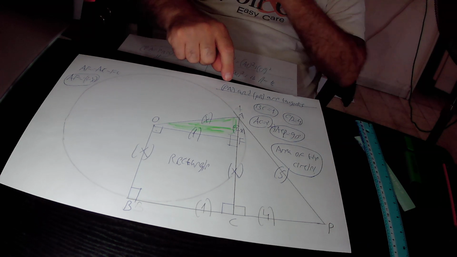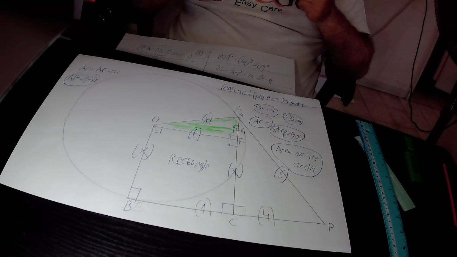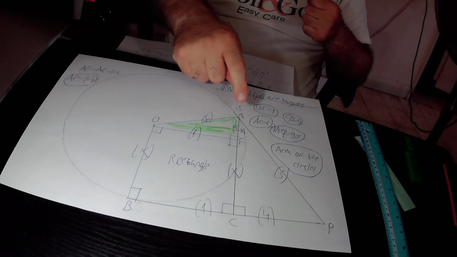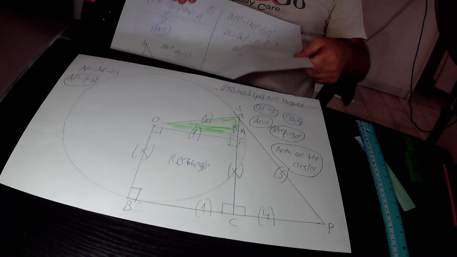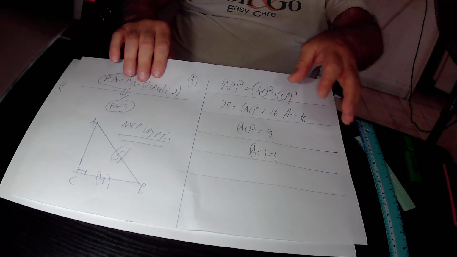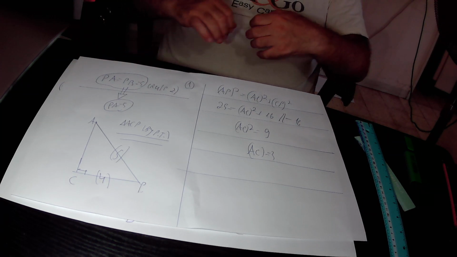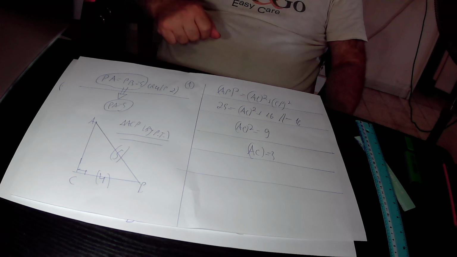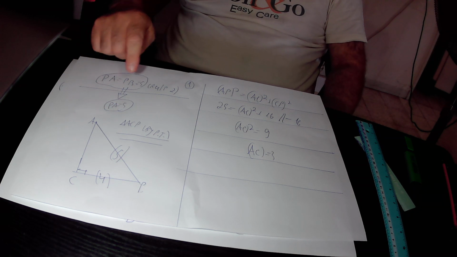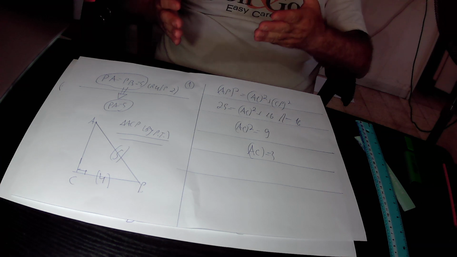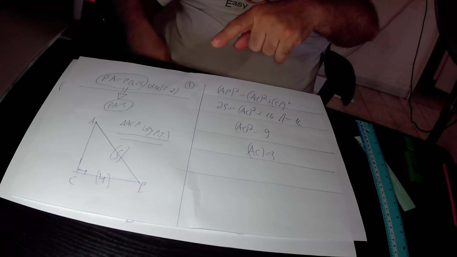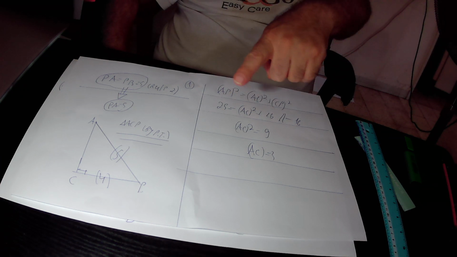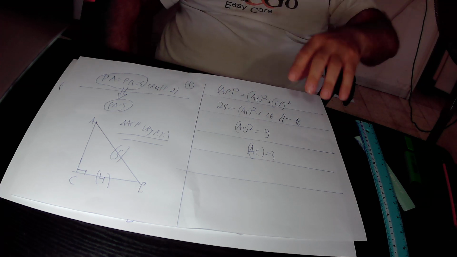In the next step, I'll copy the right angle triangle ACP in a new place and we implement the Pythagoras theorem on this right angle triangle ACP. According to the Pythagoras theorem, in any right angle triangle, the square of the hypotenuse equals the sum of the squares of the other two sides. In this right angle triangle ACP, AP squared, that is the square of the hypotenuse, equals AC squared plus CP squared.